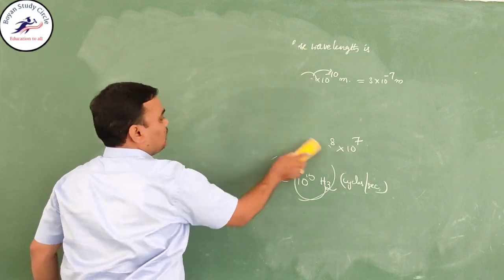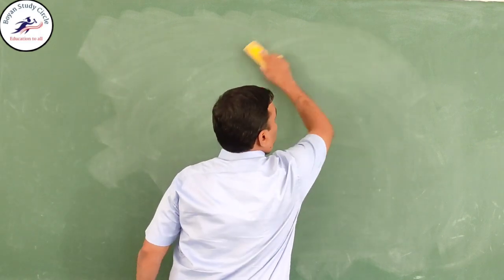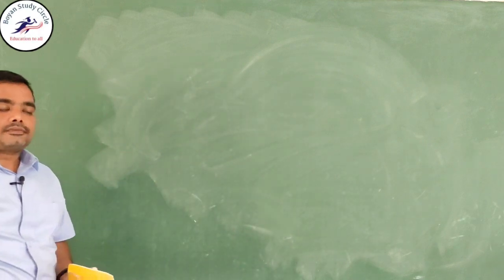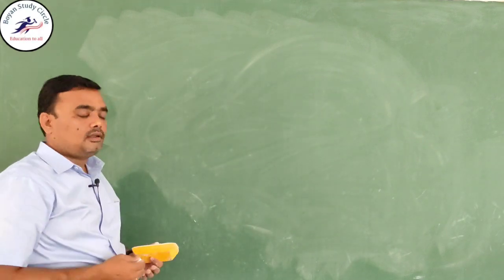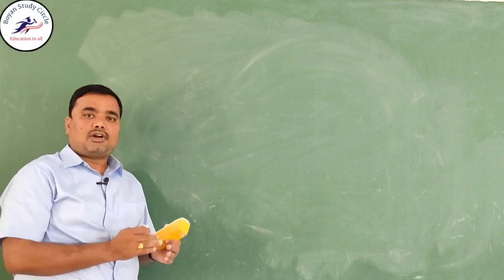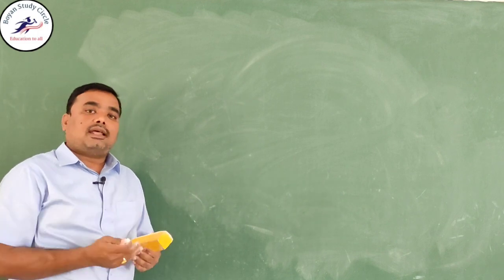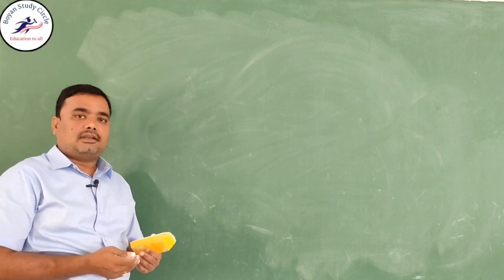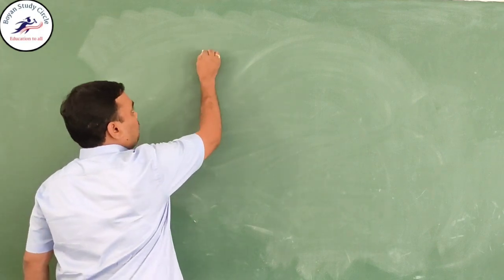Now you know that light is also a form of energy. So how can you calculate the energy of light? This is given by Max Planck.